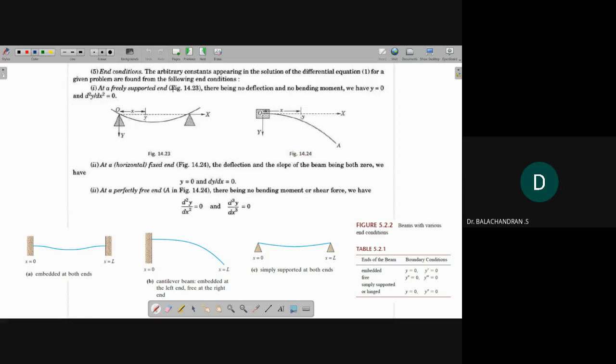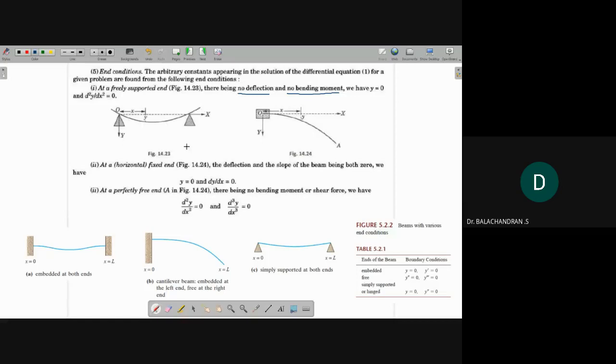14.23. So here, a freely supported end, there being no deflection and no bending moment. So we have y equal to 0 and d square y by dx square equal to 0 at the freely supported end. So at x is equal to 0, y equal to 0 and the second derivative is 0. Similarly, at x is equal to L, y equal to 0 and the second derivative is 0.